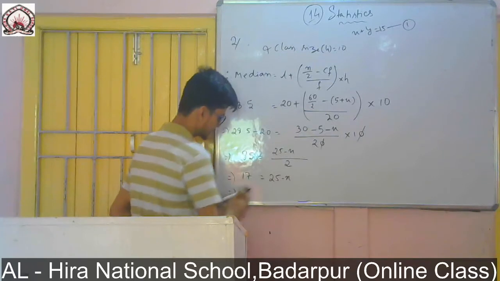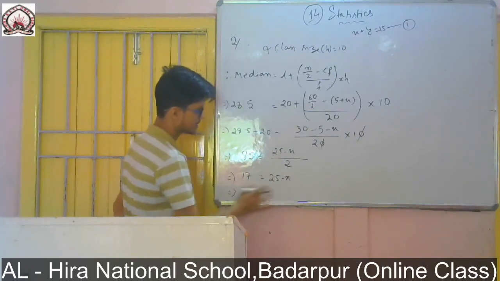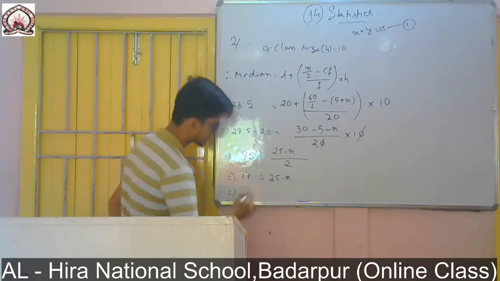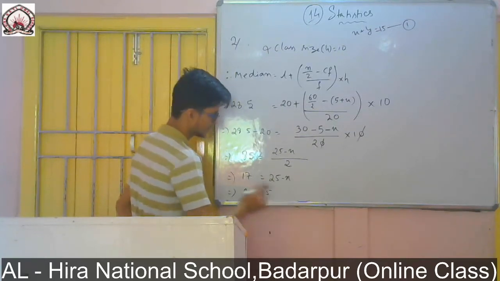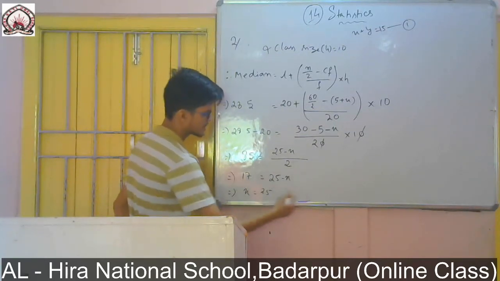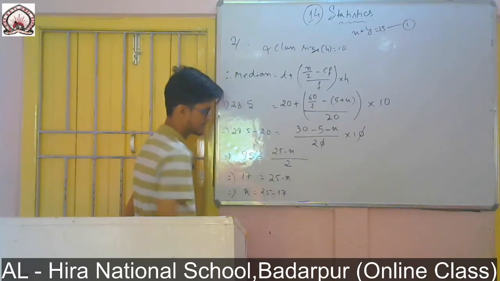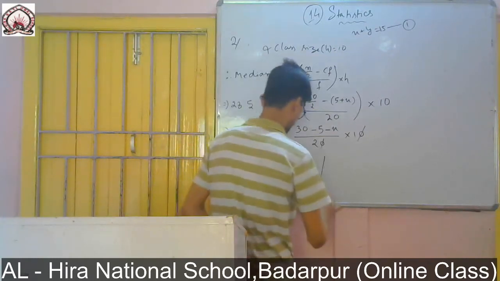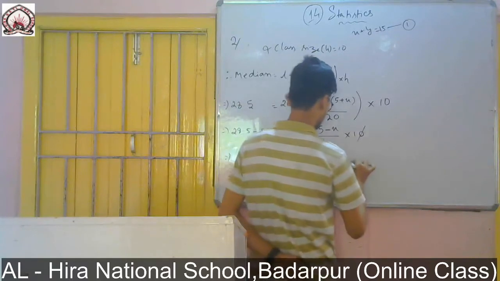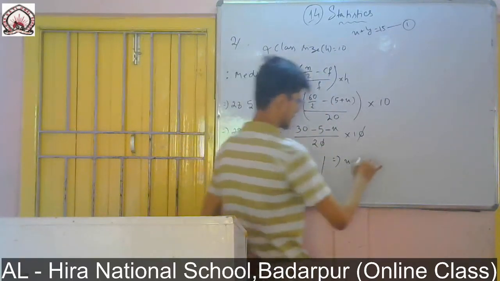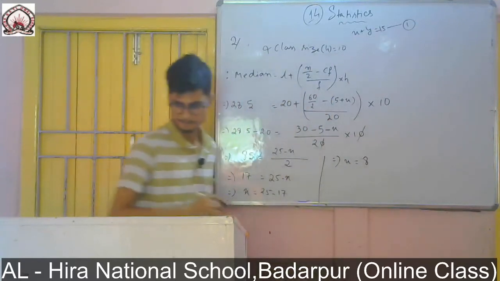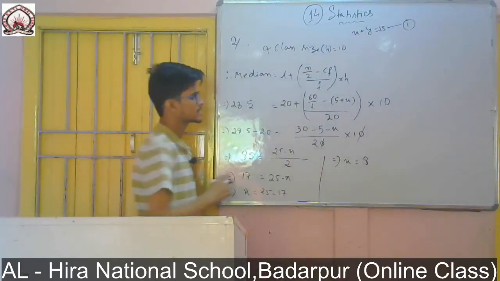Okay, let me take this minus x to this side. So minus x, if I change the side, it will be plus x, and 25 it will be here, and this plus 17, if I change the side, it will be minus 17. Here I have transposed this thing. So x is equals to 25 minus 17. So the value of x is 8.